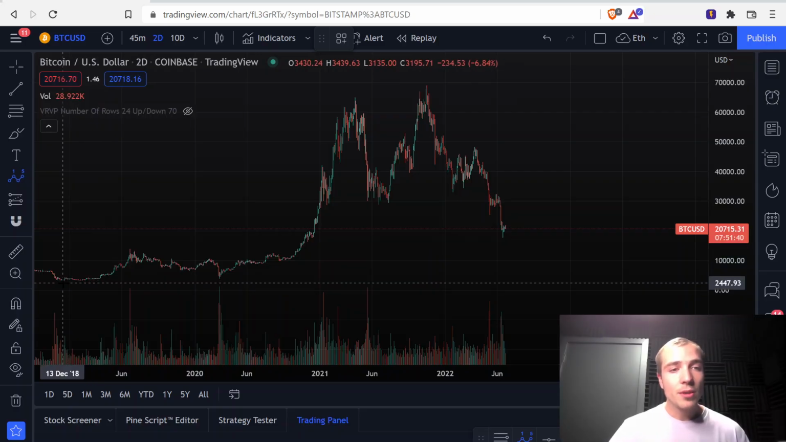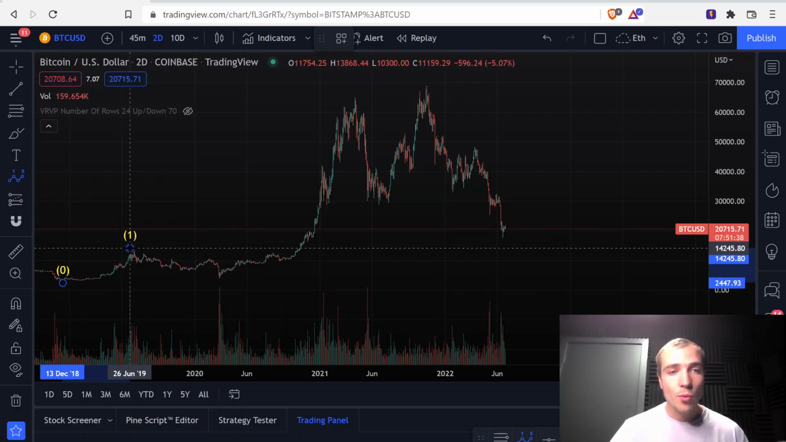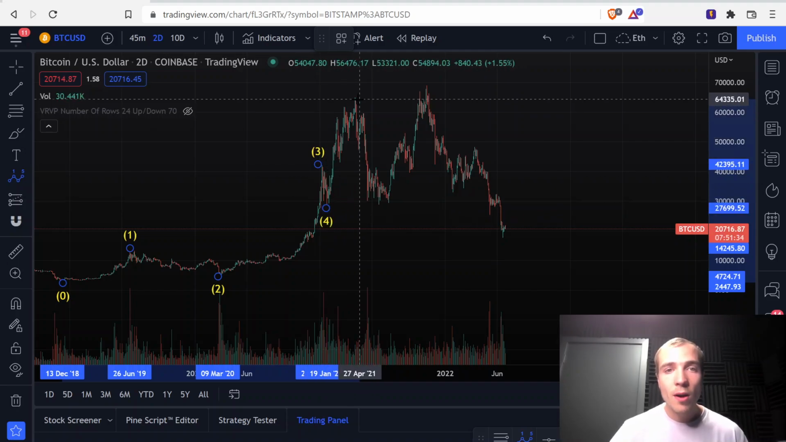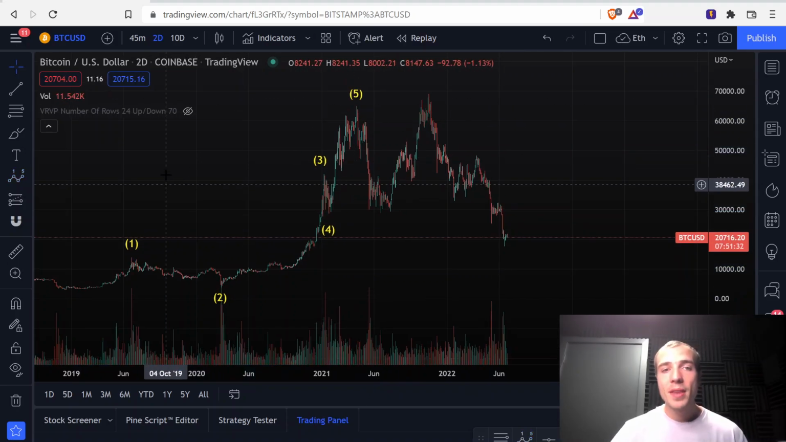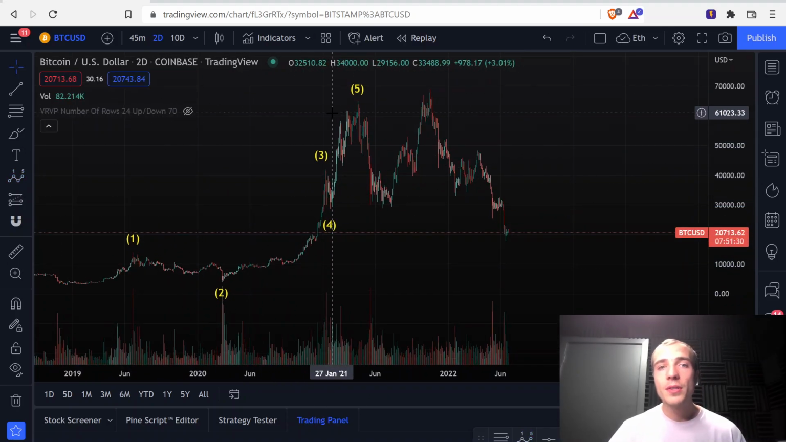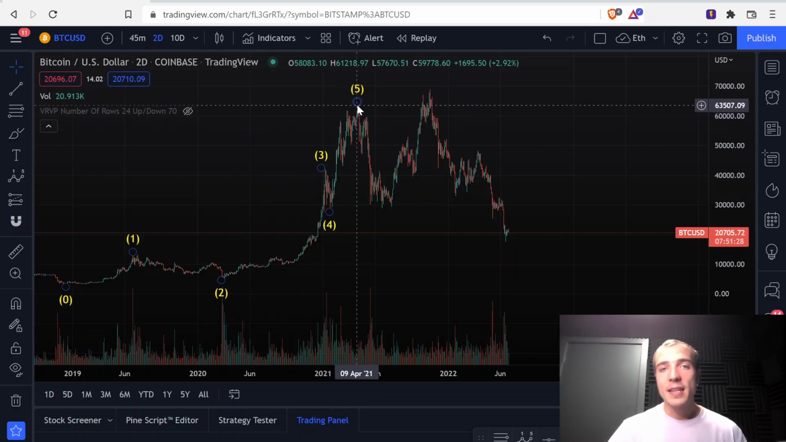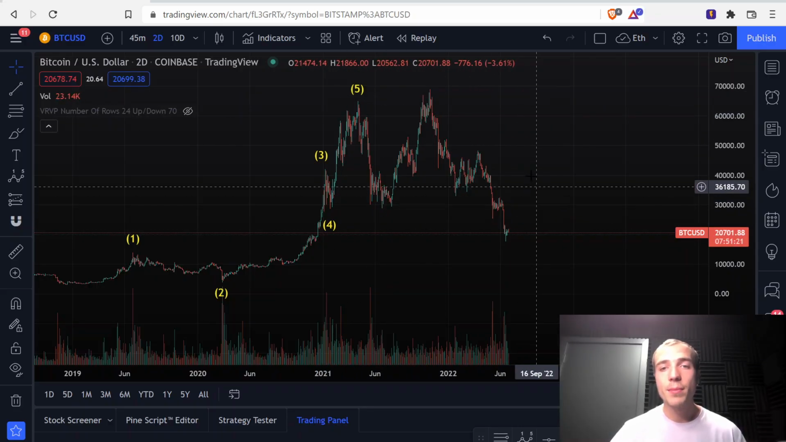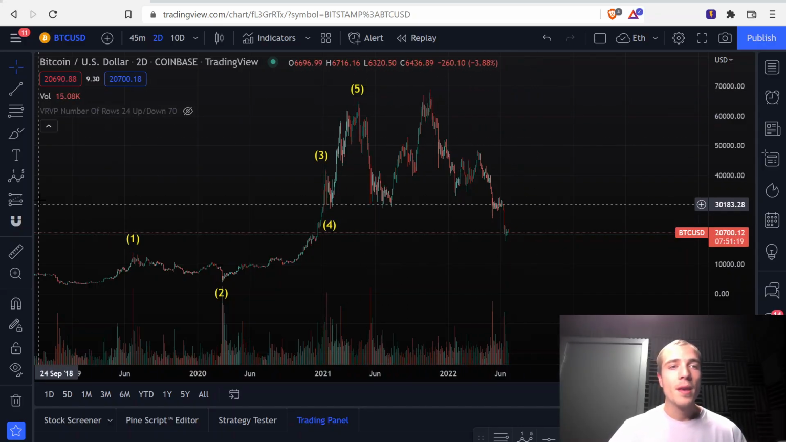Using the Elliott wave tool here on the left, we're just going to go ahead and count 1, 2, 3, 4, and 5 waves up. So this is our 5-wave impulse, taking us all the way to 64,000. And then we went into a correction.